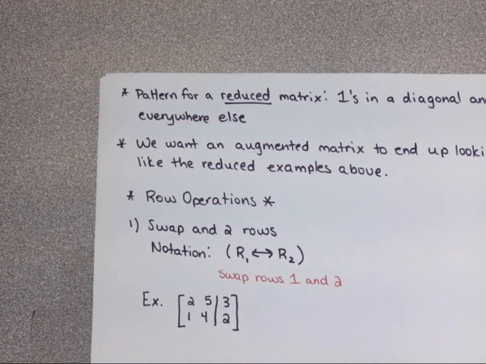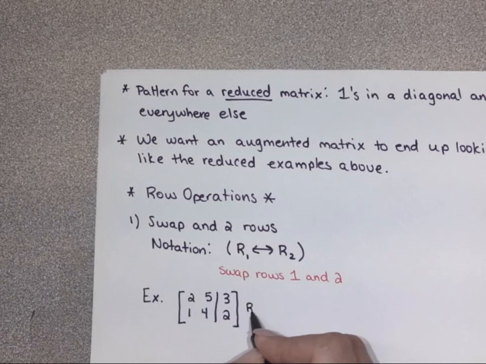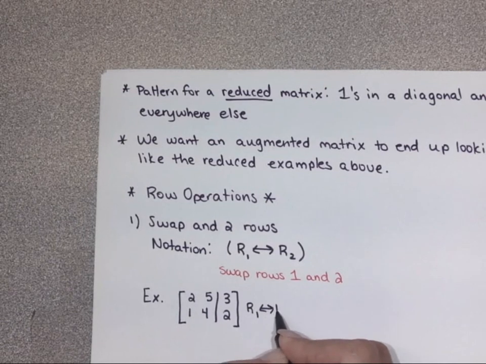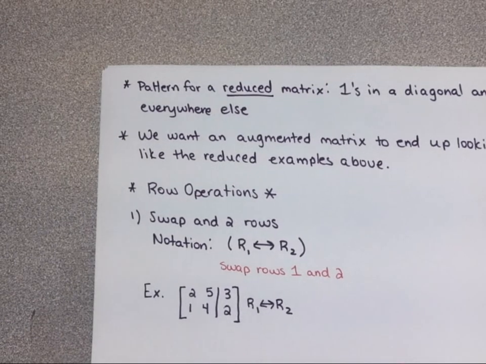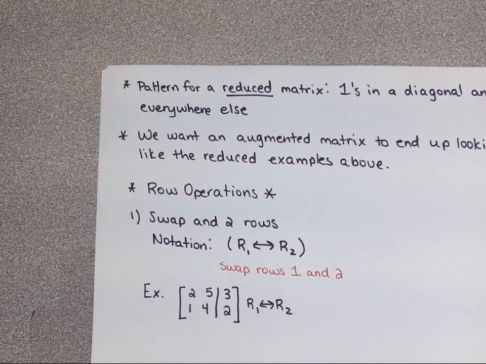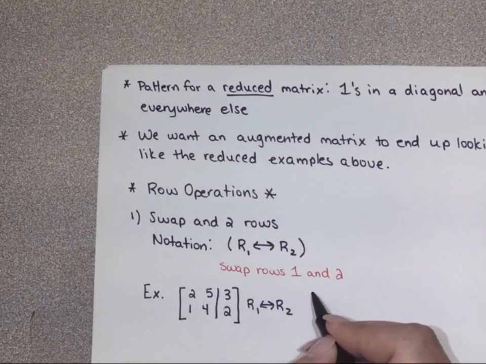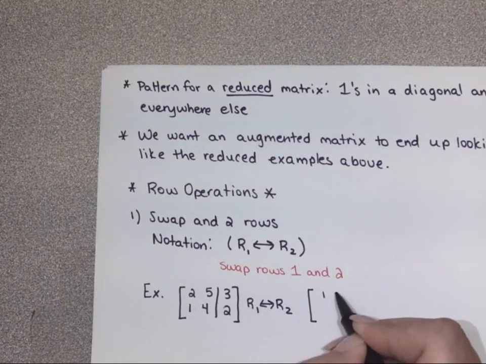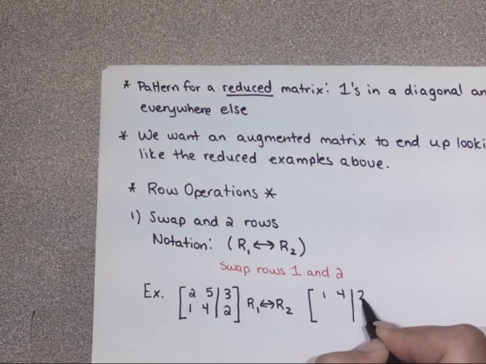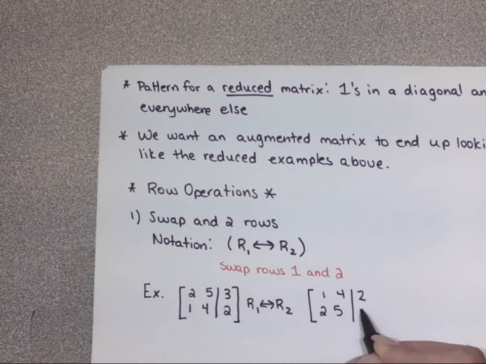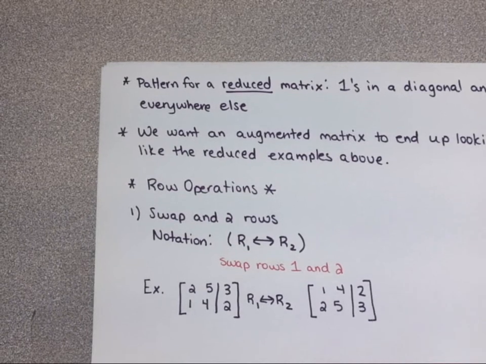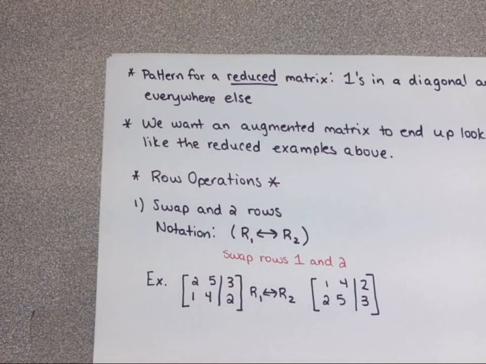So what I could do here is I could say, okay, I'd really like to swap rows 1 and 2. Why would I like to swap rows 1 and 2? What would it get in the right location if I swapped rows 1 and 2? The 1, right? So if I swap rows 1 and 2, I don't change anything other than just the location of the row. Okay, so this would be the new matrix once I swapped rows 1 and 2.